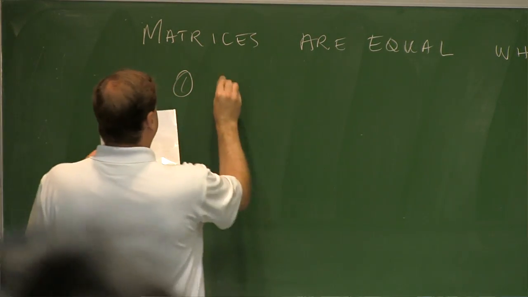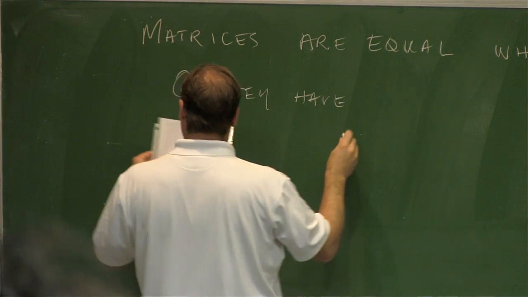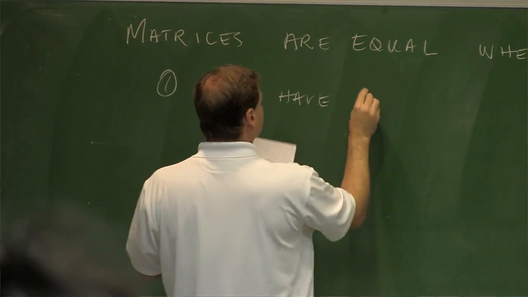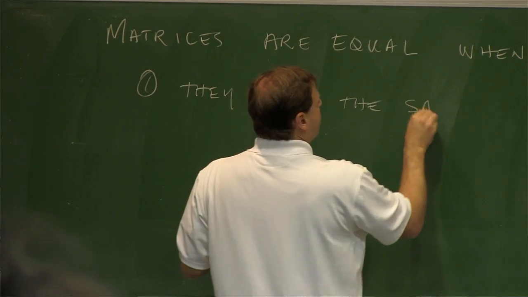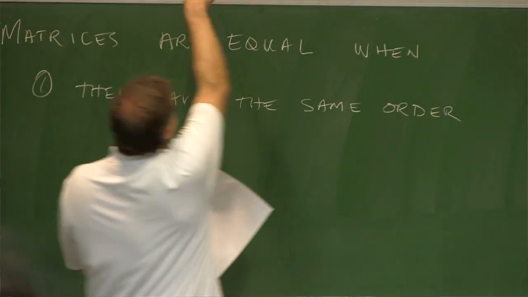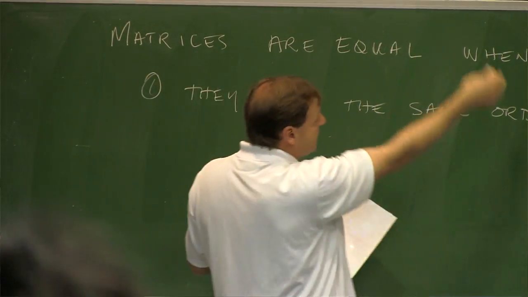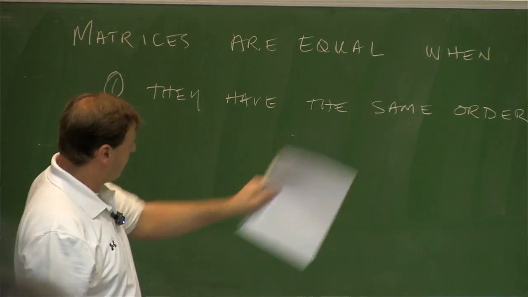So we'll just write that down. They have the same order. That was the word we used for those dimensions, the 2 by 3. That's the order of A, and the order of B is 3 by 2. So they have to have the same order.